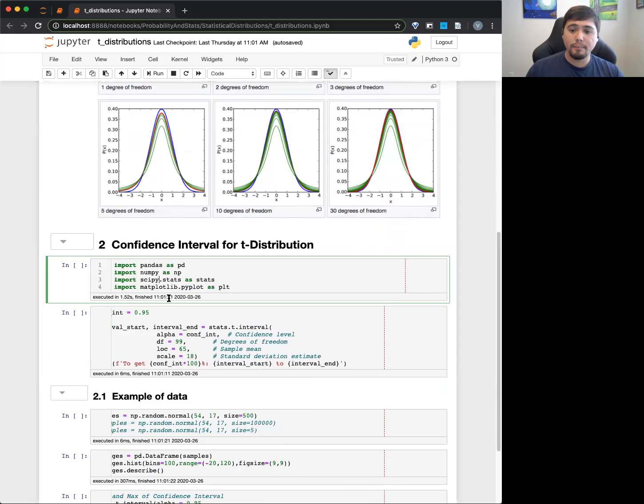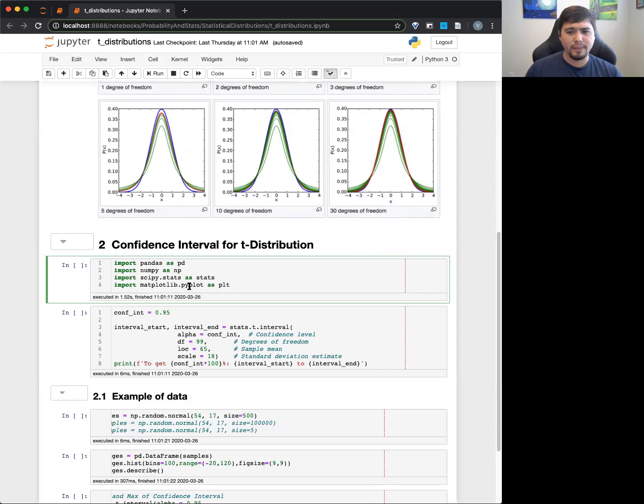I don't know if this actually comes from the curriculum or if this was something I wrote together, but I want to show you a little bit of how we make this t-distribution. We can actually use SciPy directly. SciPy can create this with stats.t and then interval.